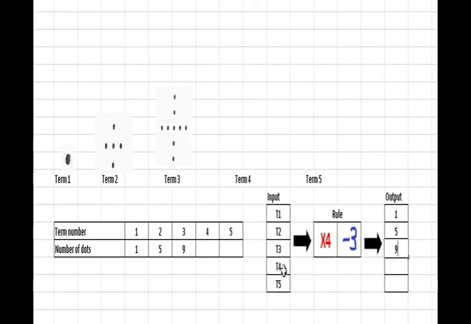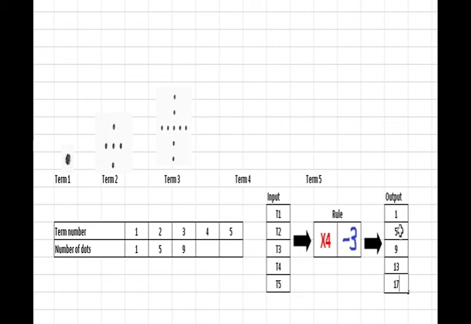By taking the 4 from term 4, multiplying it by 4, 4 times 4 is 16, and 16 minus 3 is, what is 16 minus 3? 16 minus 3 is 13. That's correct. Right, and then we take the 5 from term 5, multiplied by 4. What is 5 times 4? 20. And what is 20 minus 3? 20 minus 3 is 17.